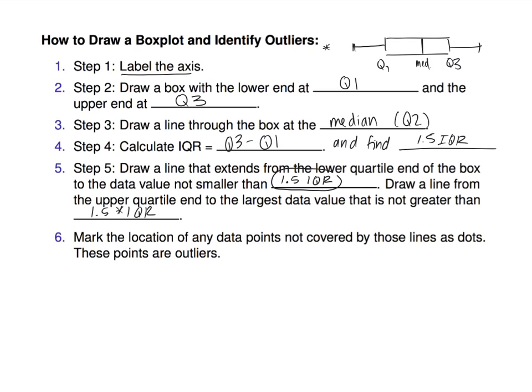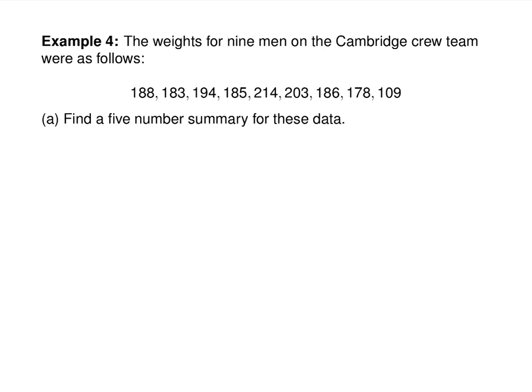Okay, so I think we'll actually do one, and then the whole 1.5 IQR thing will make a bit more sense, okay? Because seeing some real numbers should help a little bit. Usually it does, right? Okay, so here are the weights for 9 men on the Cambridge crew team. Do you guys know what crew is? Yeah. You don't do much of that in Alaska because more than half the everything's frozen, right? But you know, rowing. So find a 5-number summary.